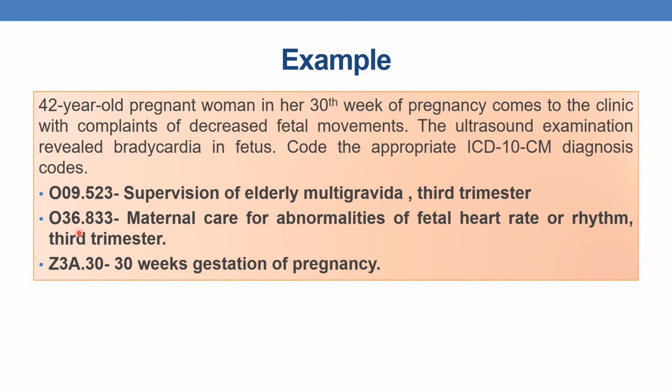Next, O36.833. This is a code from chapter 15. Maternal care for abnormalities of fetal heart rate or rhythm. Here there is an abnormality in the fetal heart rate. The fetus is having bradycardia. So O36.833 indicates maternal care for abnormalities of fetal heart rate or rhythm, third trimester. Finally, Z3A series, Z3A.30 indicates 30 weeks of gestation of pregnancy. These are the appropriate codes for this scenario.